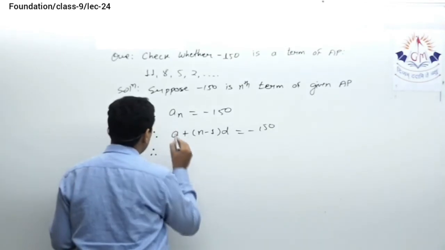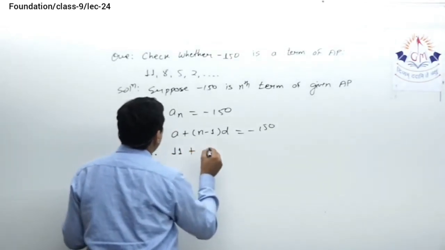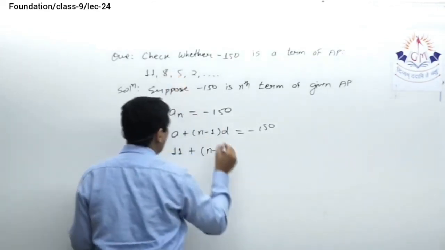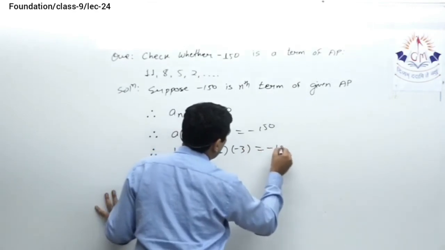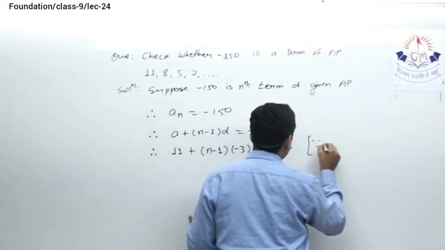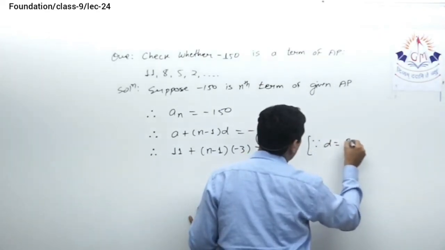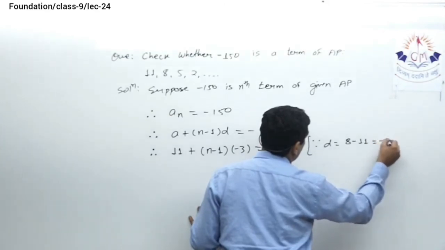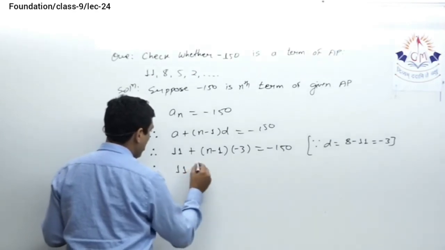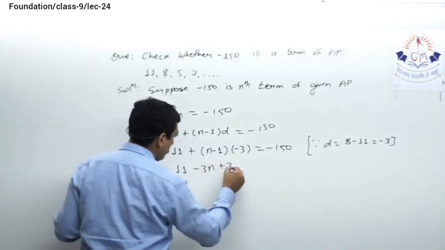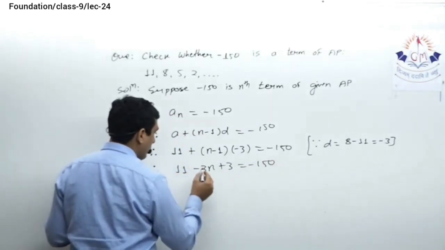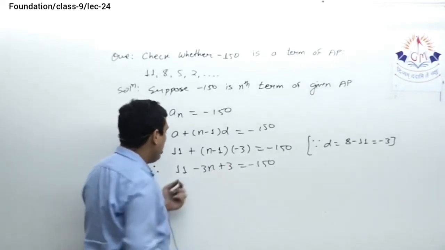So a is 11 plus (n minus 1) d, that we have to obtain. d is 8 minus 11, that is minus 3, is equal to minus 150. So here you have to write how you got d. d is equal to 8 minus 11, that is minus 3. On solving it further, 11 minus 3n plus 3 is equal to minus 150.